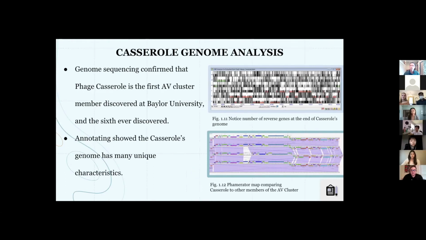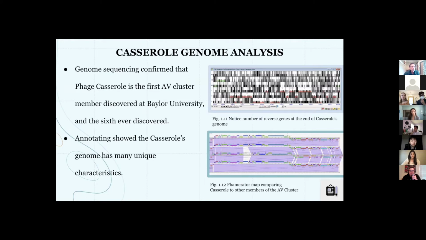So TEM was performed in December of the first semester, and throughout winter break, we sent all our samples for genome sequencing to the University of Pittsburgh, and our results were very, very exciting. The results confirmed that phage Casserole was the first ever AV cluster found at Baylor University and the 6th one ever discovered through this program.